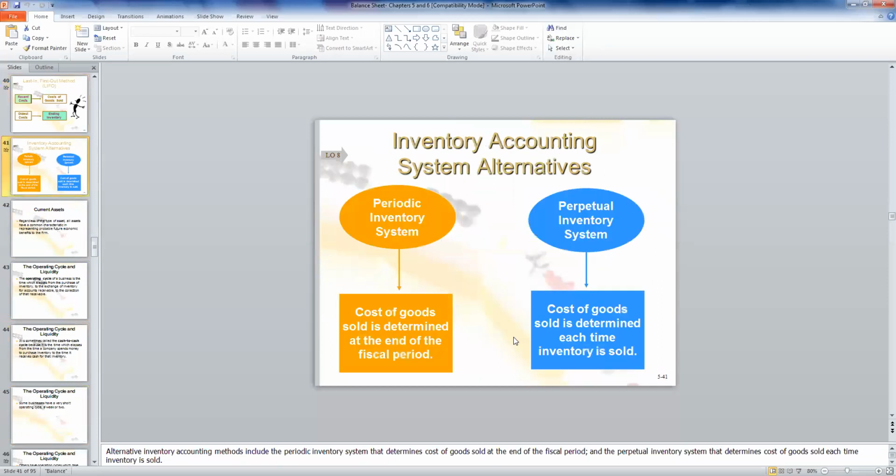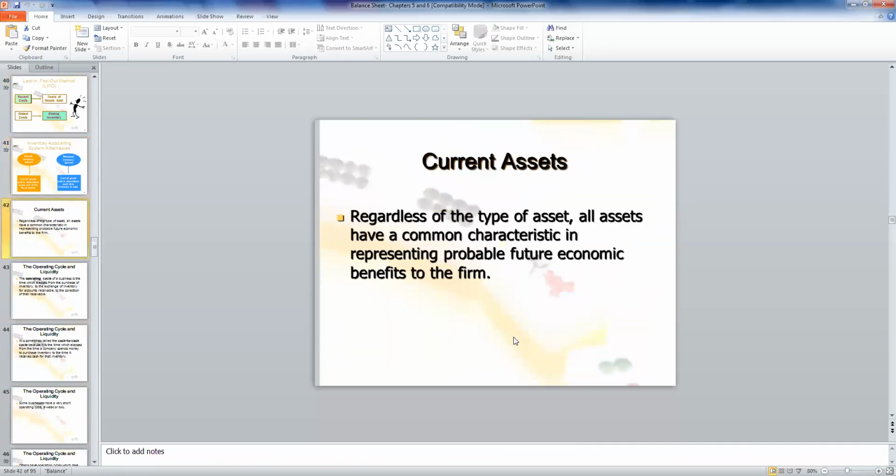And then there's periodic versus perpetual inventory, where periodic means that I occasionally assess the value, whereas with perpetual, I always know exactly what my inventory values are and what's in stock.